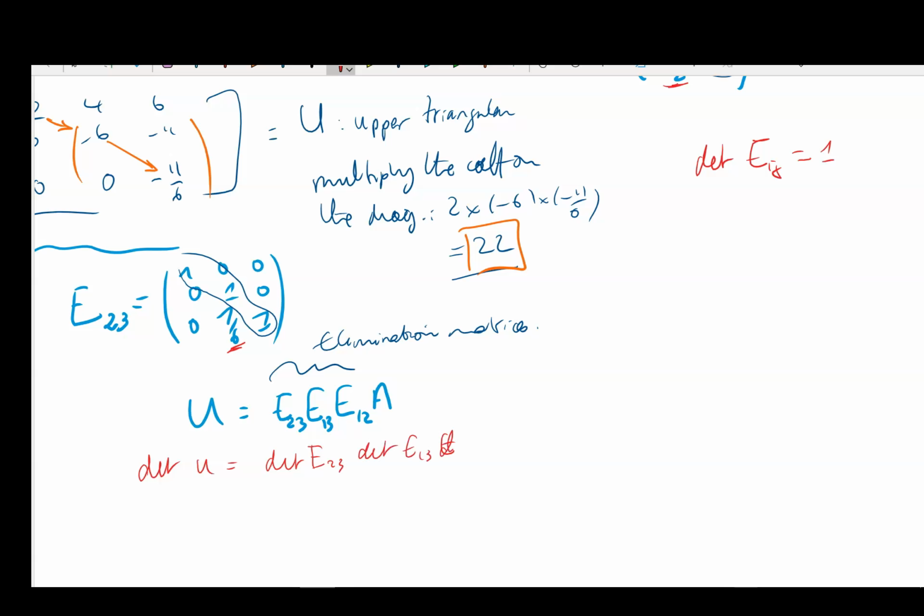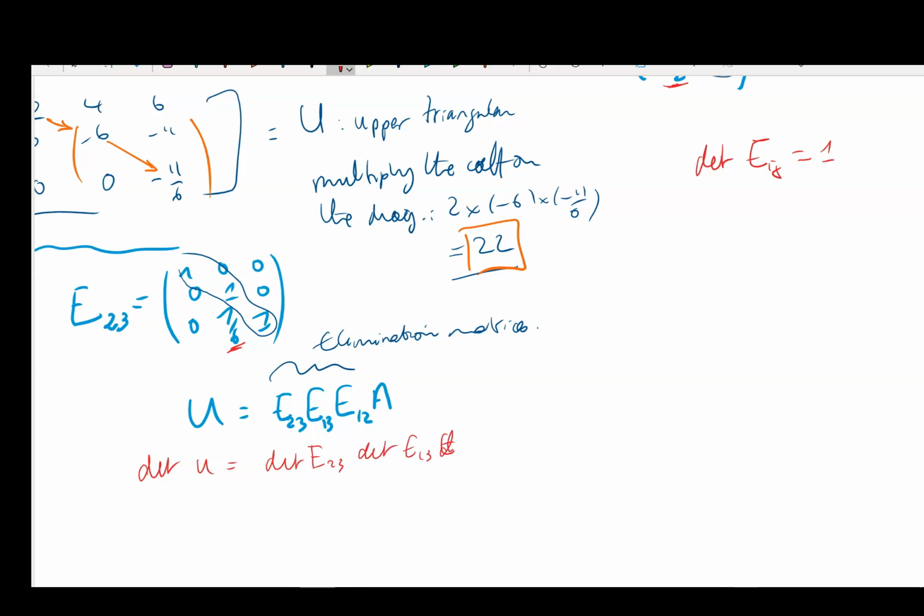Then what's interesting is, let's call capital E the product of all the elimination matrices. Indeed, if you have a 4-by-4 matrix, you're going to get more E's than that. For a 3-by-3 matrix, you get 3 elimination matrices to use. All right, so I've got something like U equal to E times A.